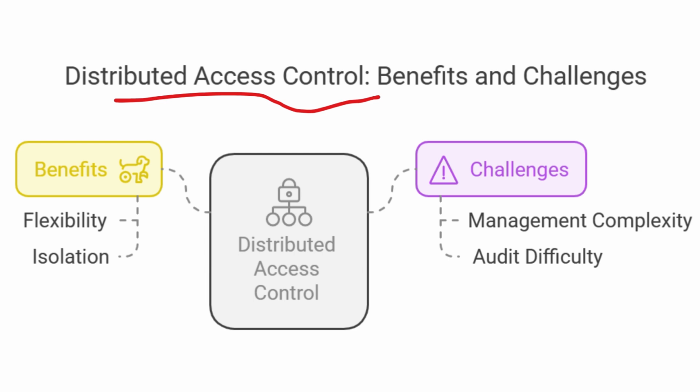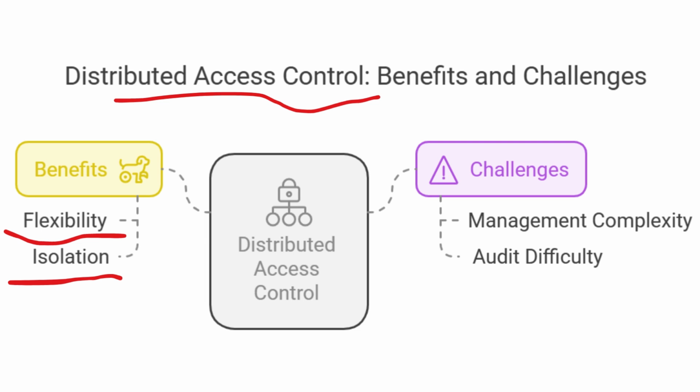Some organizations prefer distributed access control, where each department or system manages its own access separately. For example, a company using multiple cloud services: AWS for development, Google Workspace for emails, and Salesforce for customer data. Each system has its own login credentials and access rules. So why choose distributed access control? Because it provides more flexibility, as each team or system sets access rules based on their specific needs. It also provides better isolation. If one system is compromised, it doesn't automatically expose everything else.